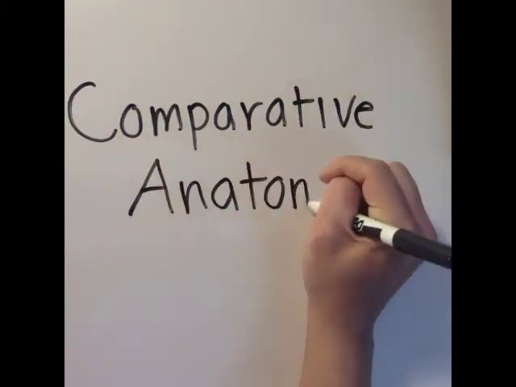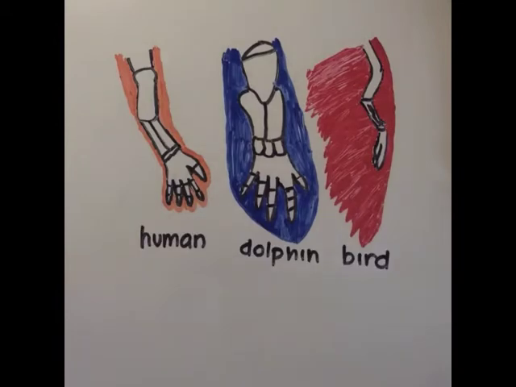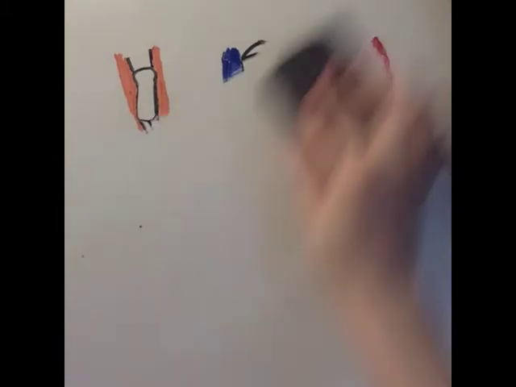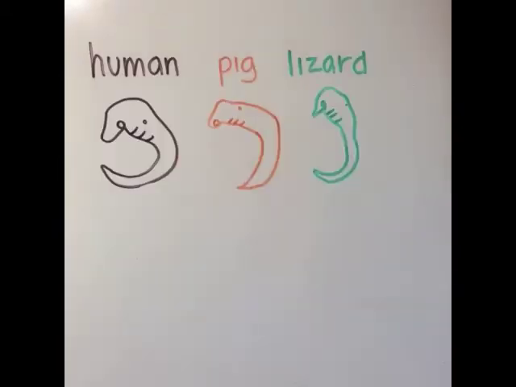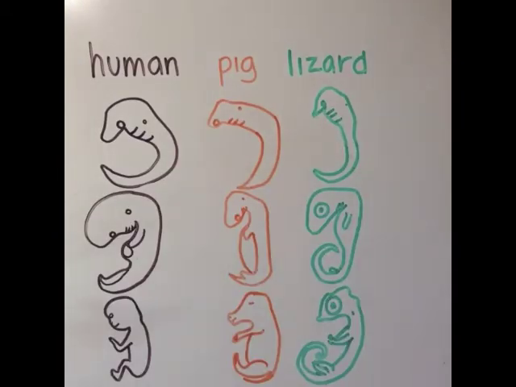Comparative anatomy. This shows which species have homologous structures and therefore share a common ancestor. Embryology. Development of certain species before birth can show how closely they are related to each other. The more they look alike later on in their embryological development, the more closely related they are.